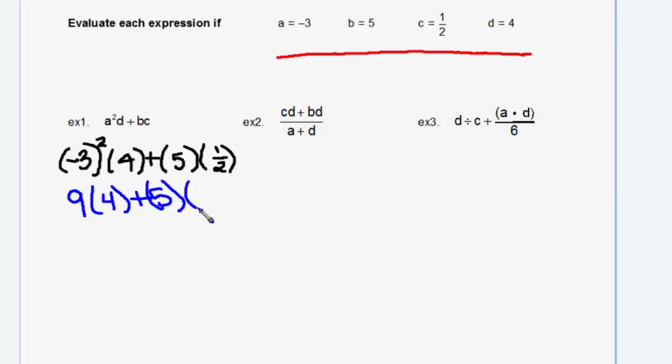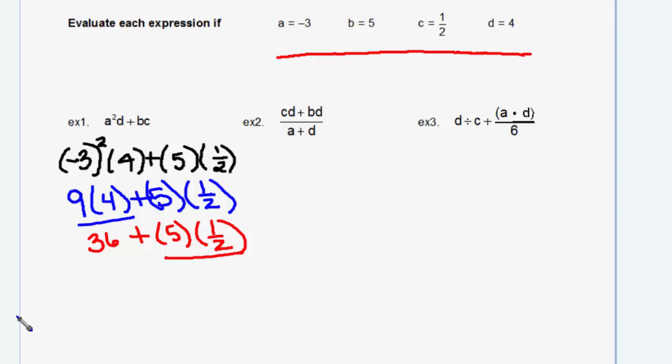I'm going to bring everything else down that was in parentheses. I'm going to look for what else I can do to simplify this. So I see another multiplication that I can do here. So 9 times 4 is 36. I'm going to bring everything else down, keep them in parentheses as you go. And I'm not going to do addition. That's not next in my order of operations.